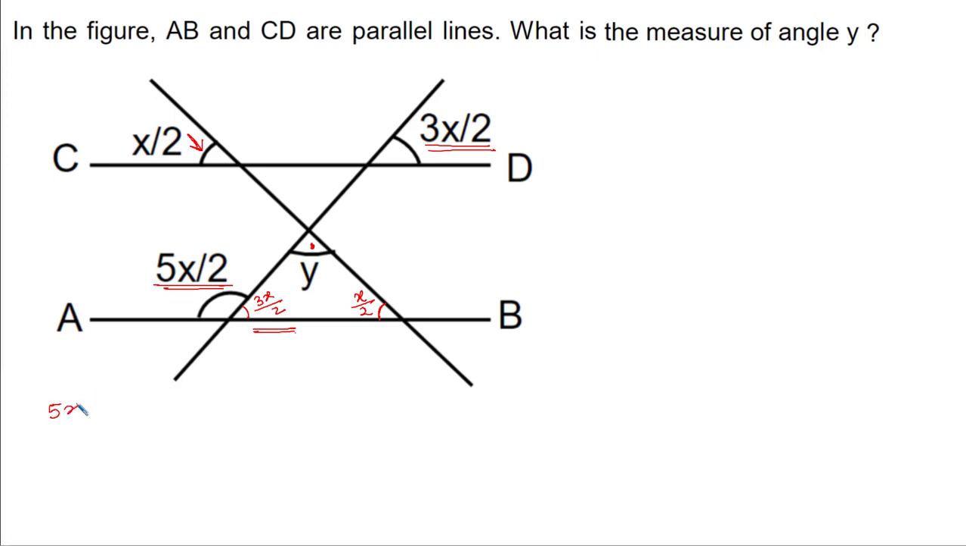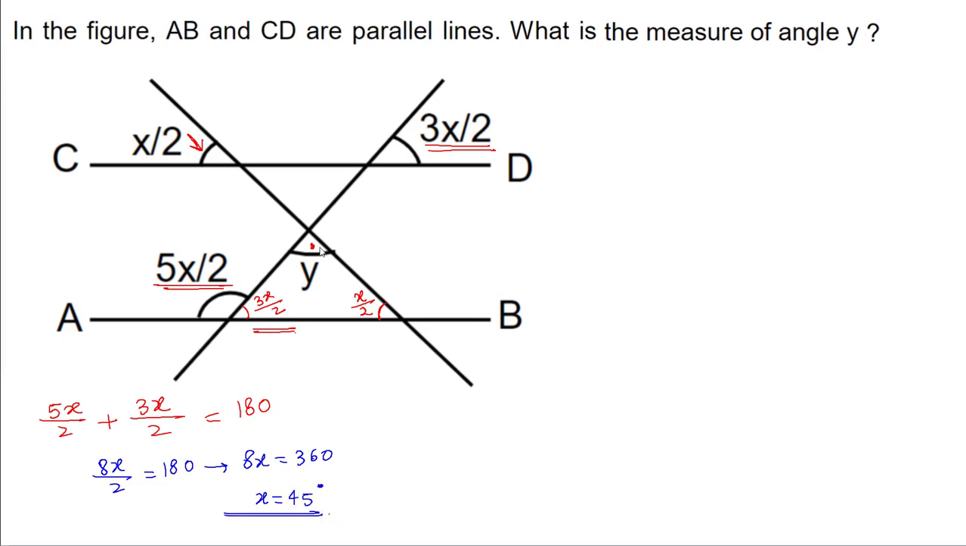5x divided by 2 plus 3x divided by 2 is equal to how much? 180 degrees because they form a straight line. Let's solve this. This is going to be how much? 8x divided by 2 is equal to 180. So 8x is equal to 360. So x is going to be 45 degrees.